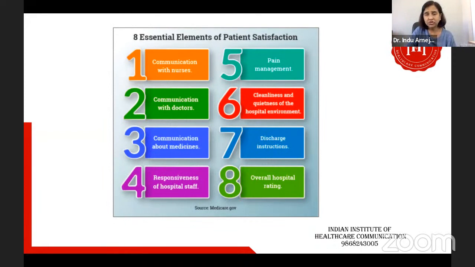Fifth is pain management. Sixth is cleanliness and quietness of the hospital setup. Seventh is discharge instruction, and eighth is overall rating of the hospital. If you can look after these things, most of your patients are going to be very satisfied and happy with the way you are doing.